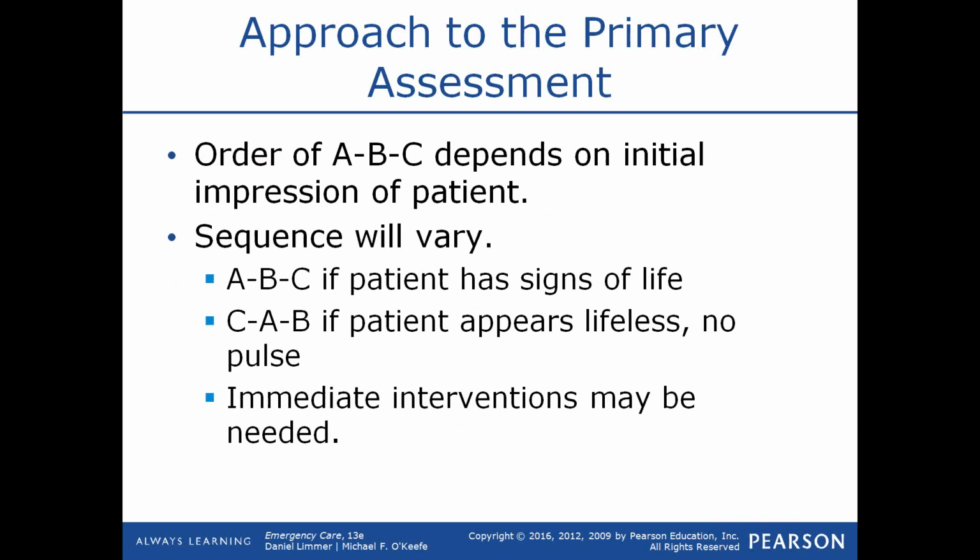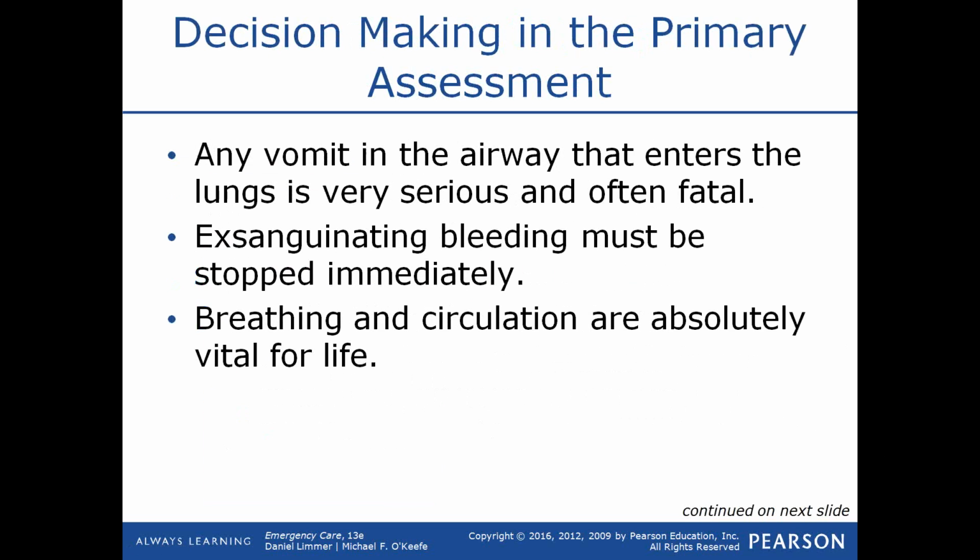In another situation, you may have a patient who has significant life-threatening hemorrhage and arterial bleed. You arrive on scene and you see blood squirting out of their wound every time their heart beats. Your focus is going to be on C first, controlling that hemorrhage with perhaps a tourniquet, and then move on to A and B. So immediate interventions may be needed, like opening the airway, assisting ventilations, or controlling hemorrhage or doing chest compressions.